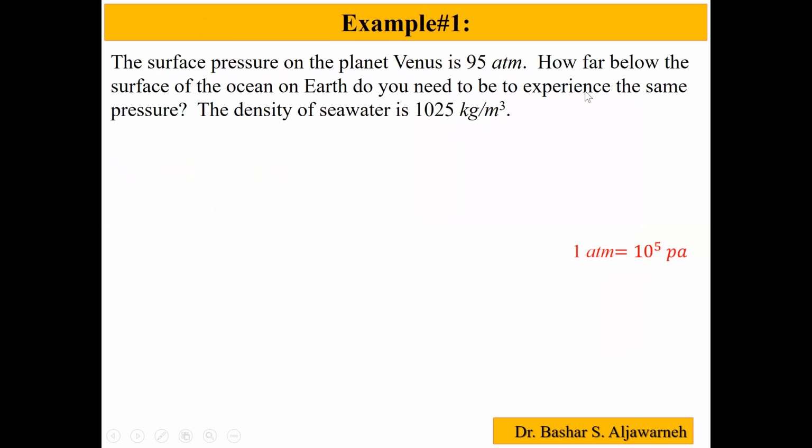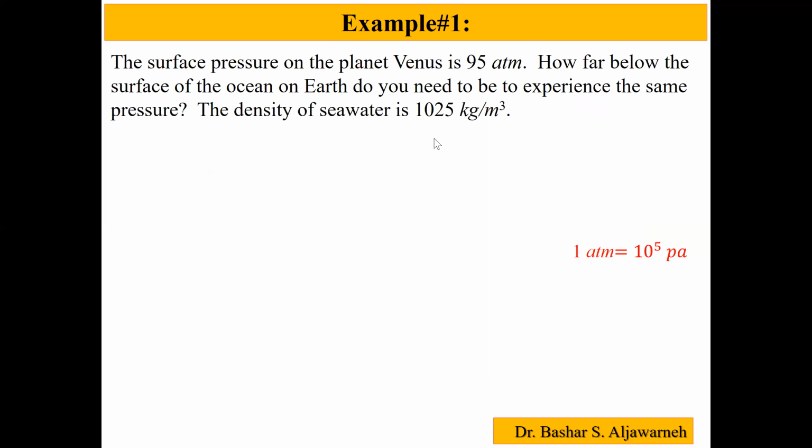Example number 1. The surface pressure on the planet Venus is 95 atmospheres. How far below the surface of the ocean on Earth do you need to go to experience the same pressure? Whereas the density is given.